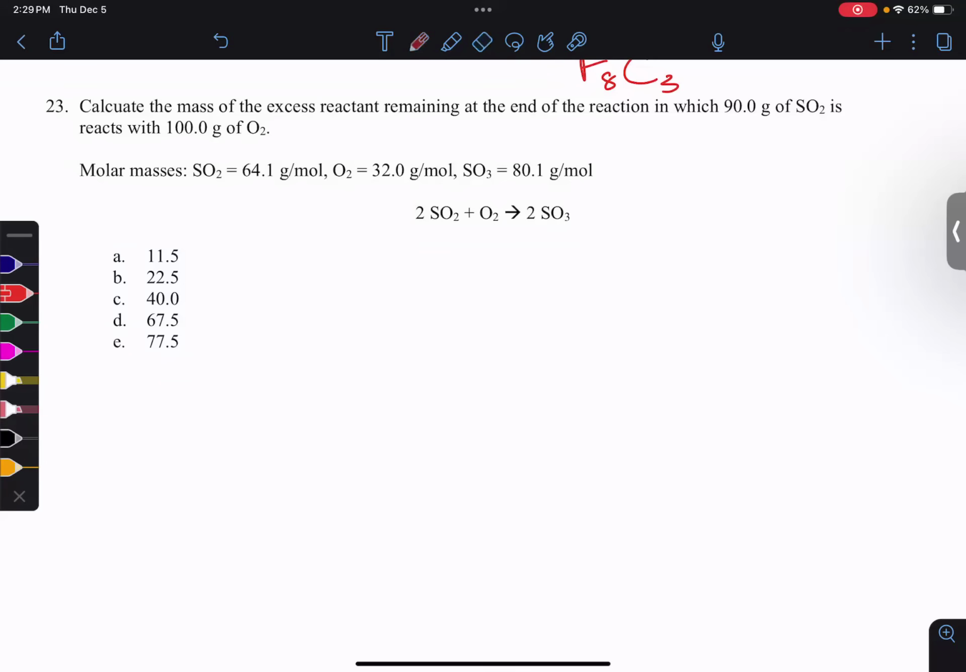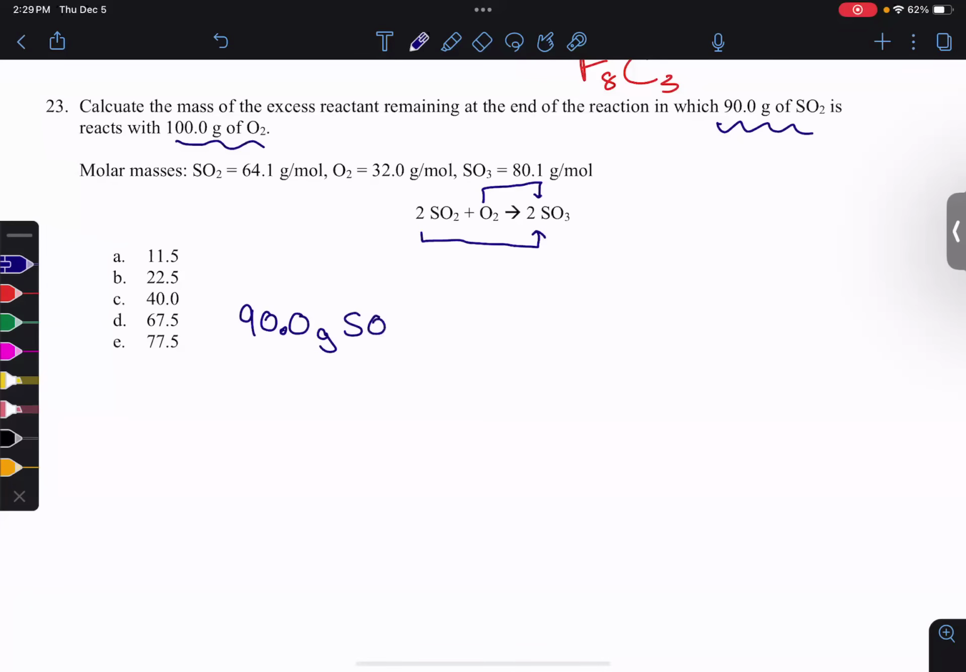My strategy is, we're given SO2, we're given oxygen, just calculate if all of the SO2 reacts, how much product do you make? If all of the oxygen reacts, how much product do you make? Because the goal here is we need to figure out the limiting reactant. Why do we need to know the limiting reactant? Because that will then tell us what the excess reactant is. So I'm gonna do stoichiometry twice. So I'm going to pretend all of that SO2 is gonna react.